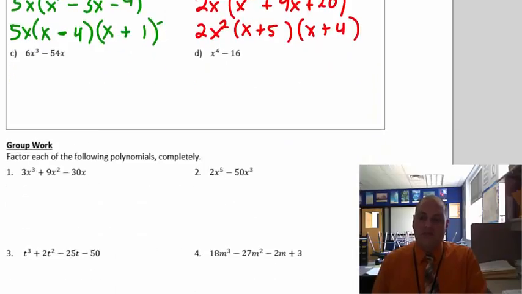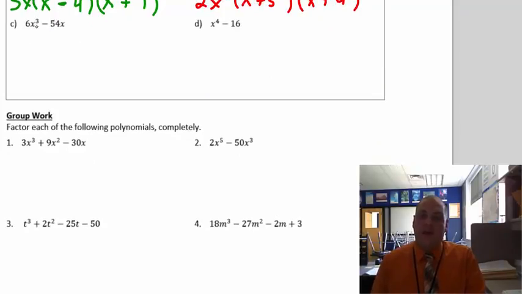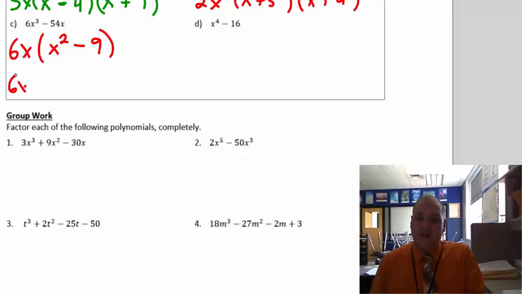All right, common factor here, 6. 6 goes into 54 as well, and x. So 6x is my common factor. What am I left with? x squared minus 9. 6 times 9 is 54. All right, now look at x squared minus 9. That can be factored more. Okay, 6x, x plus 3, x minus 3. Great stuff, huh?